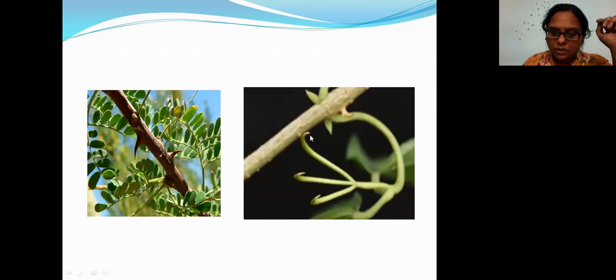Can you see 1, 2, 3? The 3 leaflets have modified themselves into hooks just to get support. Then they go and clinch themselves on the stem. You can see the 2 other leaves are normal. Can you see the background? These 2 are normal. Only 1 leaf has converted into the 3 leaflet hooks.